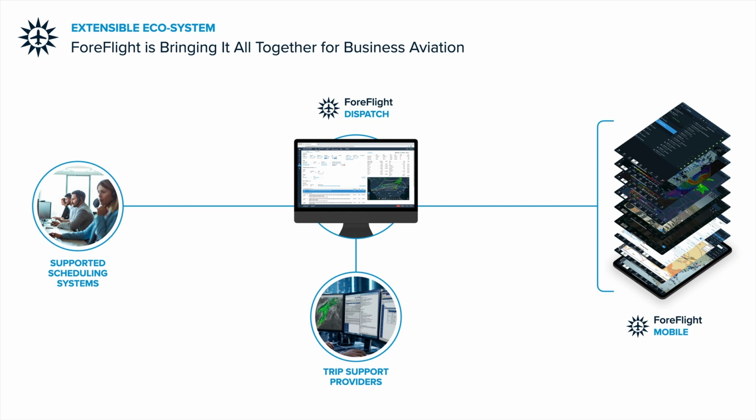And here's a nice little illustration of the whole ecosystem as I've been talking about it. We have dispatch in the middle with your scheduling system on the left feeding in flight plans to dispatch, your trip support provider below there supporting your flight planners in whatever ways they need, and then ForeFlight Mobile on the right so that those flight planners can then release the flights to the pilots in ForeFlight Mobile with all of the extensive capabilities that it provides to pilots.